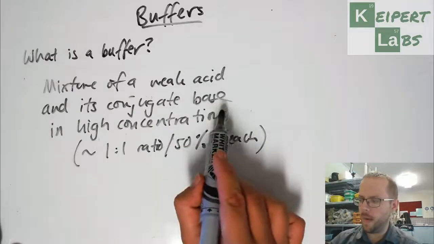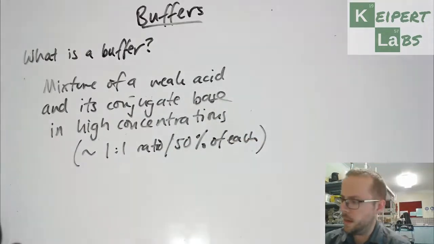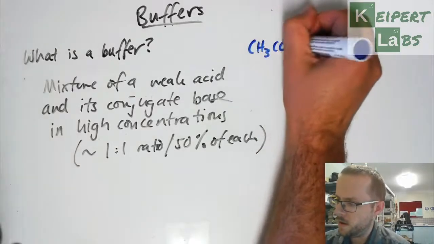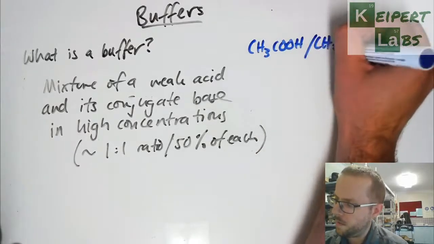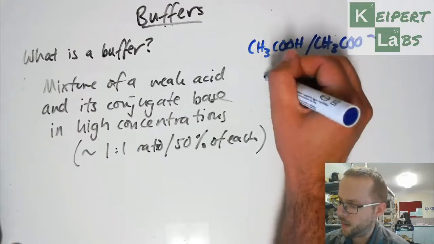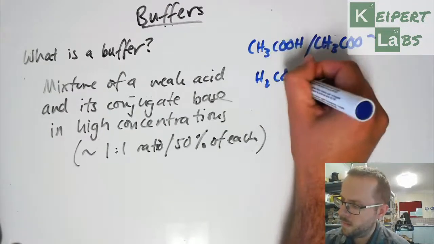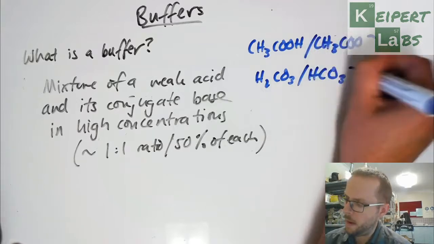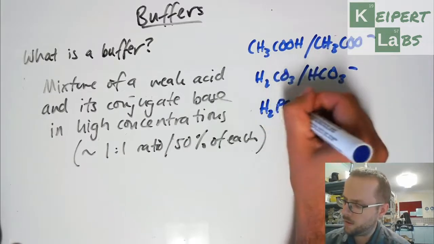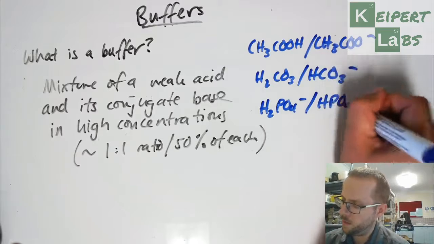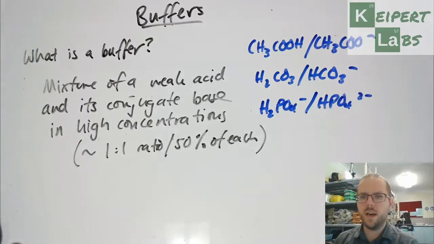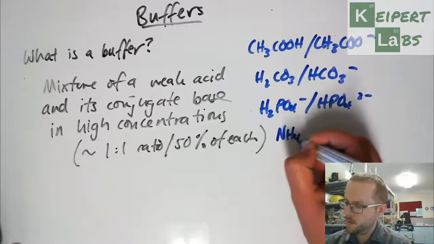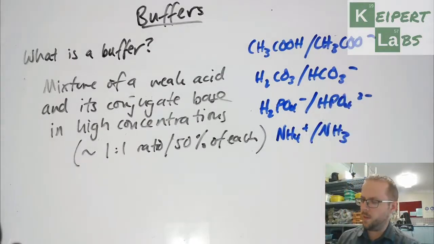conjugate base. So maybe we might be thinking about, say, acetic acid and the acetate ion together in solution. Maybe we're thinking about carbonic acid and the bicarbonate ion. Maybe we're thinking about dihydrogen phosphate and the hydrogen phosphate ion. Or maybe we're thinking ammonium and ammonia. So a weak acid and its conjugate base together in solution in roughly 50-50 proportions. Now the fact that there's about 50-50 proportion is quite important here.